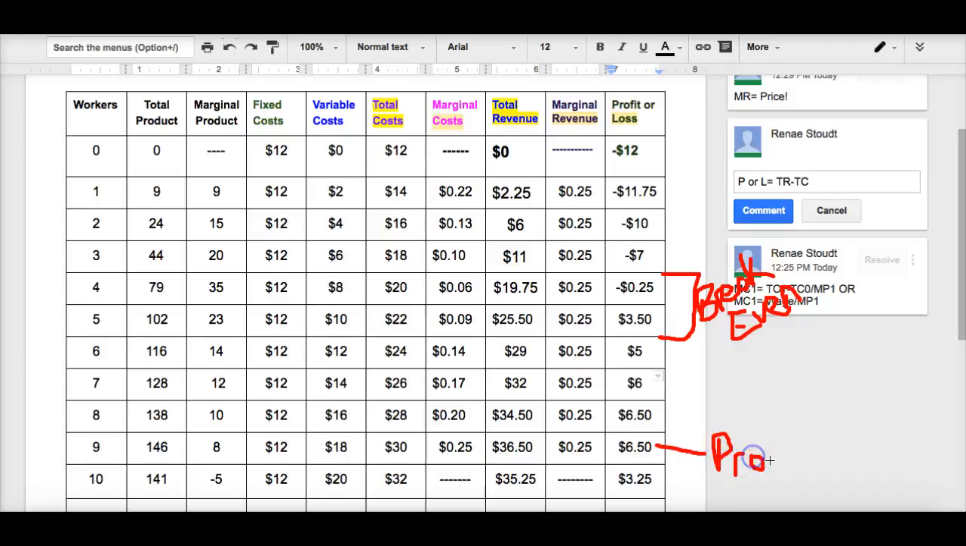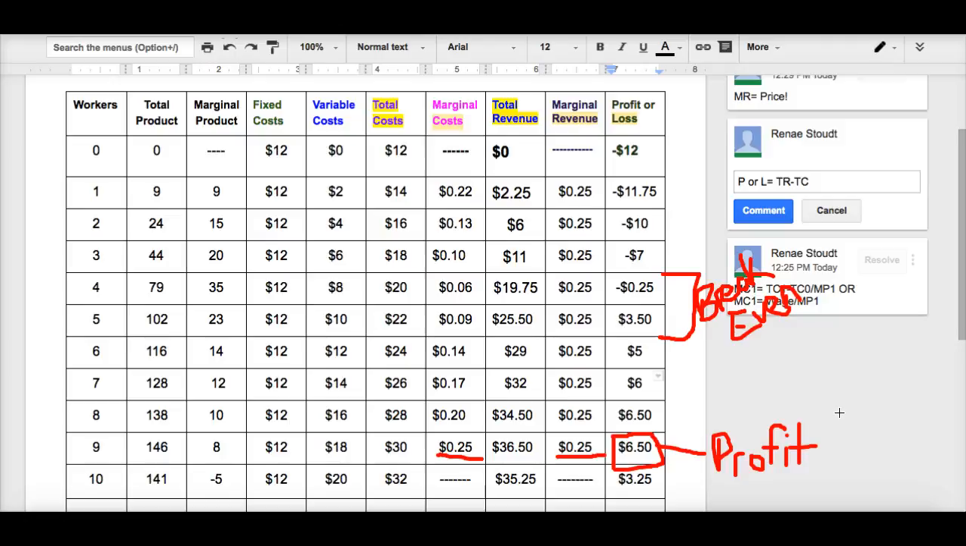Why? If you remember from your notes, I told you the profit maximizing point is where the profit is the highest, which is the case here. You can go double check. But also the marginal cost and the marginal revenue are the same. That is where the profit maximizing point is. That's how many workers we should hire.